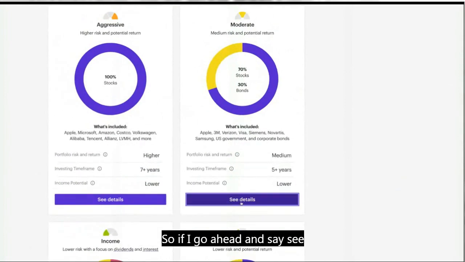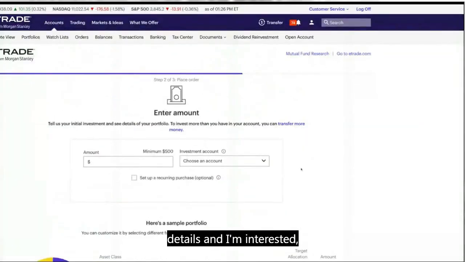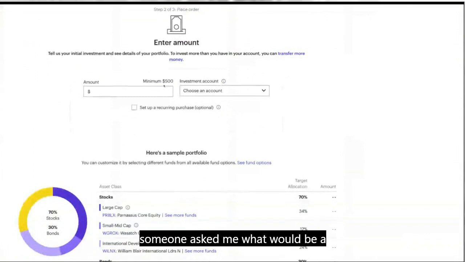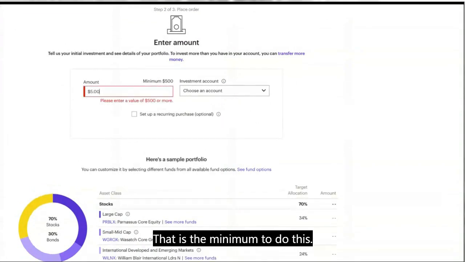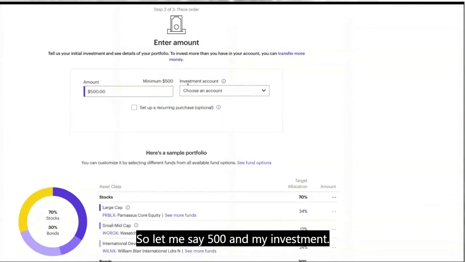So if I go ahead and say see details, and I'm interested, someone asked me what would be a good dollar amount for me to start. Well, I had said 500 for great reason. That is the minimum to do this. So let me say 500.